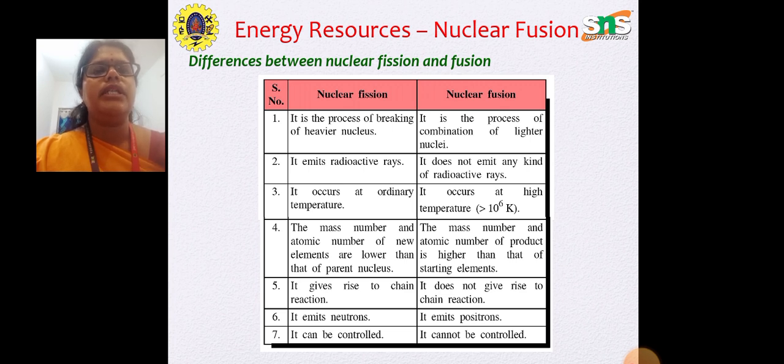In nuclear fission reaction, it gives rise to a chain reaction. Nuclear fusion does not give rise to a chain reaction. In nuclear fission, it emits neutrons. Nuclear fusion emits positrons. The nuclear fission reaction can be controlled, and in the case of nuclear fusion reaction, it cannot be controlled. So these are the major differences between the nuclear fission and fusion reactions.